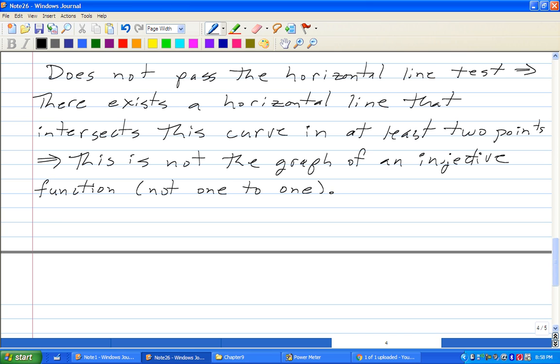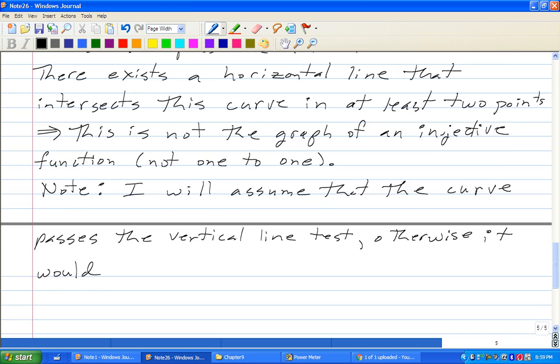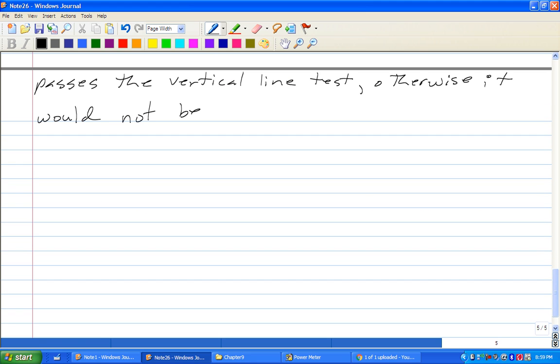Okay. Again, let me explicitly note, I will assume that the curve passes the vertical line test. If it did not, then it would not be the graph of a function.